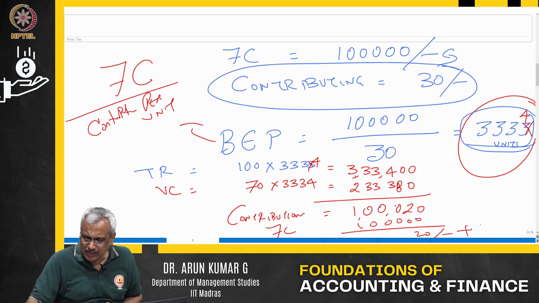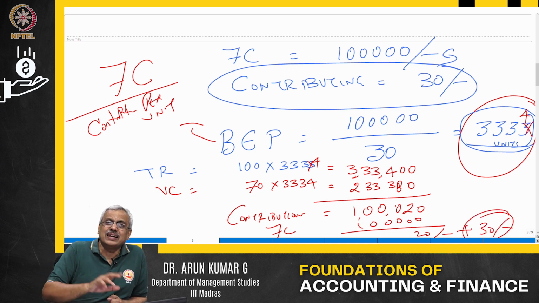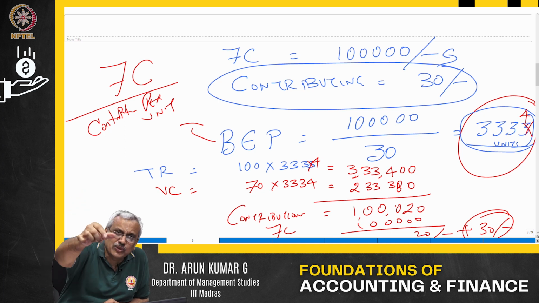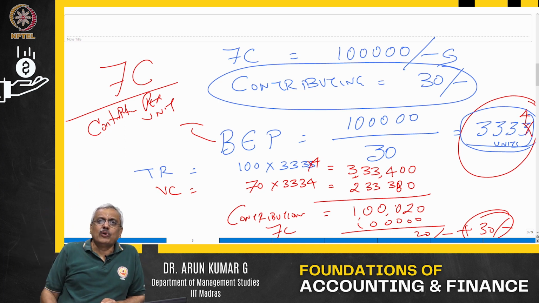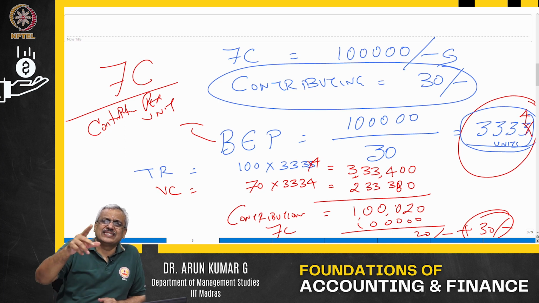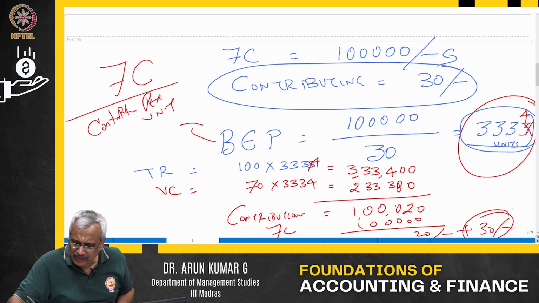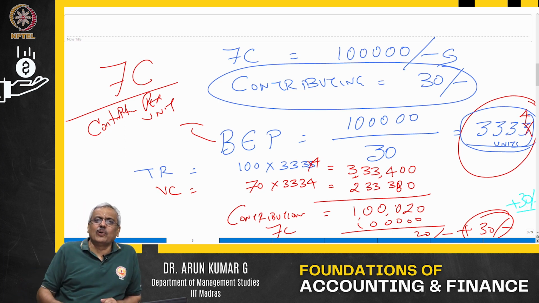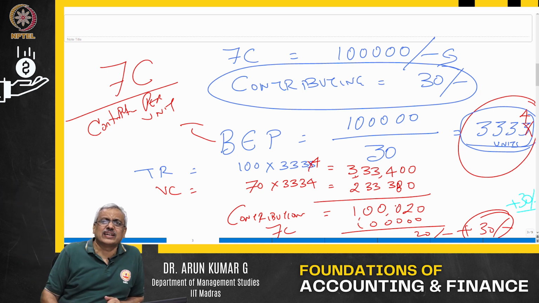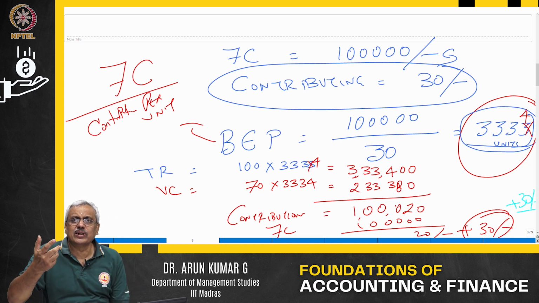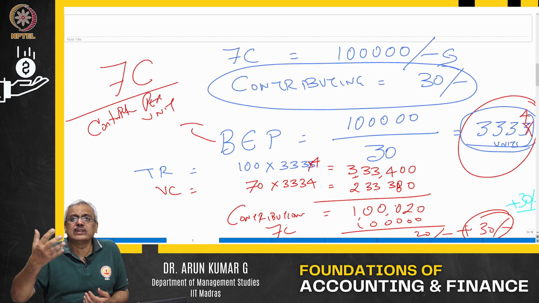My profit will be 20 plus another 30 rupees that the 3,335th unit is going to give me. What happens if I manufacture 3,336 units? The profit of the 0.66 unit is 20 rupees, the 3,335th unit is 30 rupees, and then the 3,336th unit will be another 30 rupees. So, every additional unit you start manufacturing beyond the break even, that contribution is going to turn out to be profit.